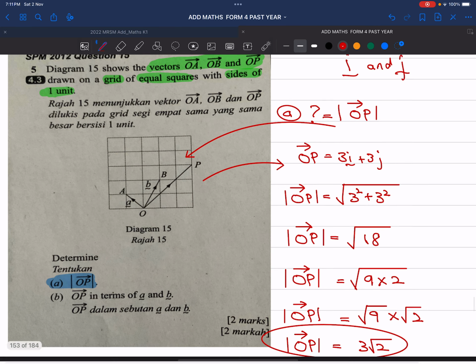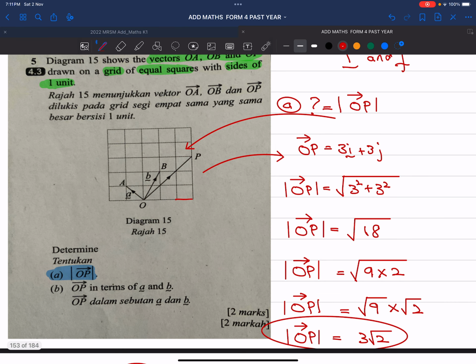And what is i? i is the unit vector parallel to the x-axis, and j is the unit vector parallel to the y-axis. And this i to the right is positive. So if I draw i to the left, it must be negative i. The j going up is positive. So if I draw j coming down, it's negative. Okay, now we look at the question.